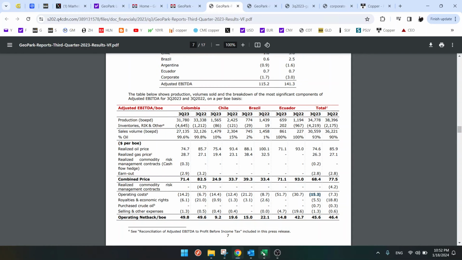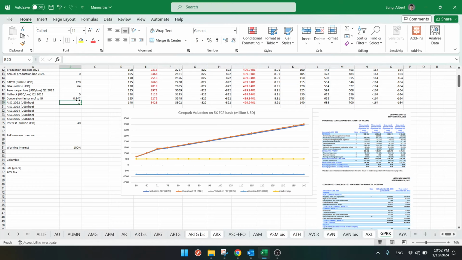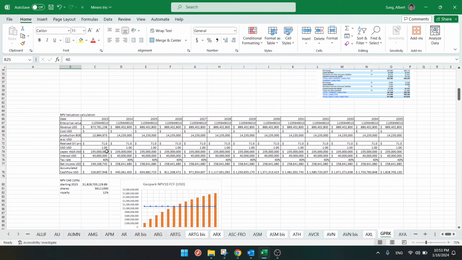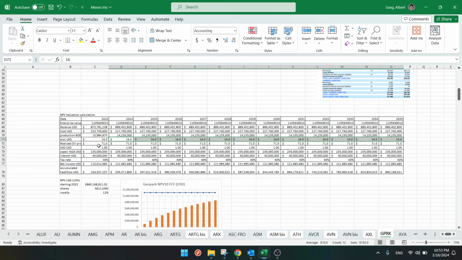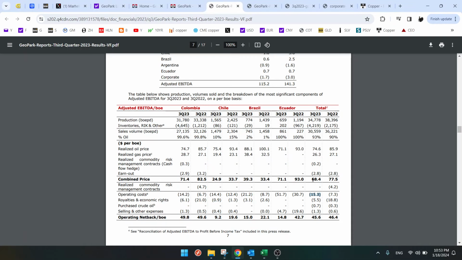16. 16 per barrel. That's low cost because you have 70 and 16. That's a very good cost.